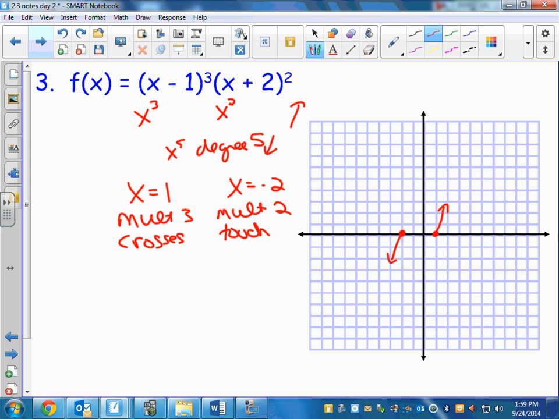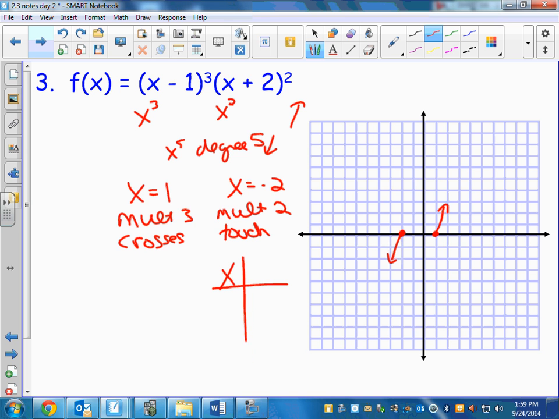So which way should this graph go after it comes up and touches at -2? Back down, and then it should come back up to cross there. I don't know where, that's where I have to pick some points, but I at least know what should happen. If I get a positive number up here, then I know I've done something wrong, because a multiplicity of 2 is never going to cross the x-axis there. All right, so that's why we use this to help us make accurate graphs.